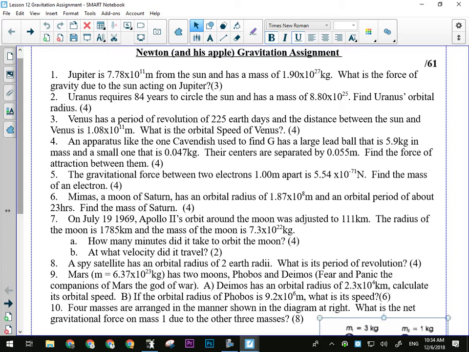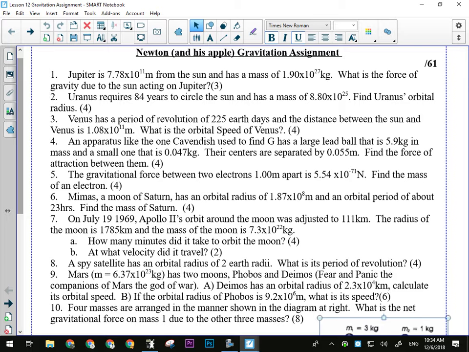Electrons are all what? Are electrons all the same? They are. Electrons are all the same. Keep that in mind for question number five. Electrons are identical.